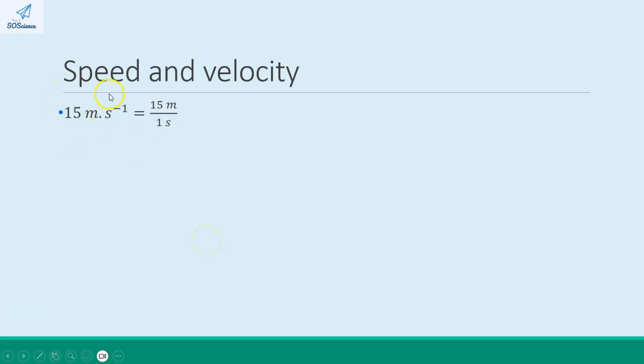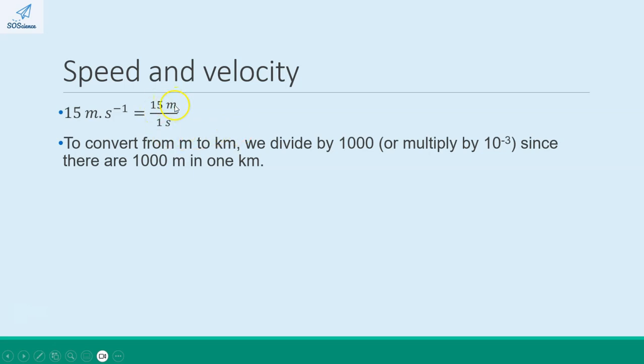So 15 meters per second means that we cover 15 meters every 1 second. Now we need to convert the 15 meters into kilometers, and we need to convert this 1 second into hours. So to convert from meters to kilometers, we need to divide by 1,000 or divide by 10 to the 3, which is the same as multiplying by 10 to the minus 3. And that's because there are 1,000 meters in 1 kilometer.